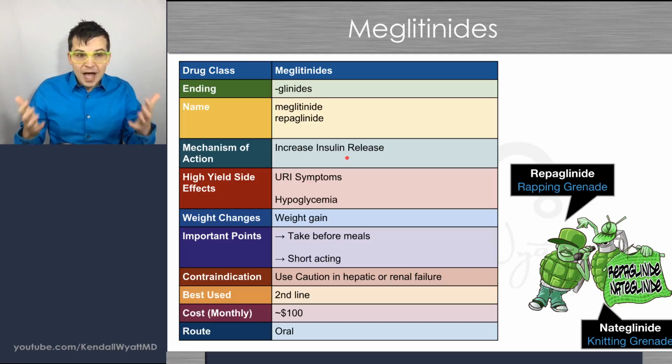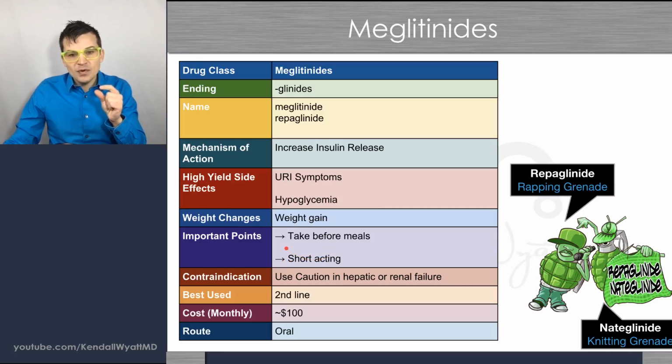So you're going to end up with hypoglycemia. But what's important is that these medicines are short-acting. So you want to take them before every single meal, which is essentially why these medicines came out and are better, because they're short-acting medicines. They don't last as long, and they work with a little bit different mechanism of action.